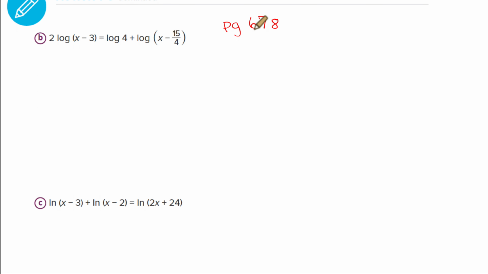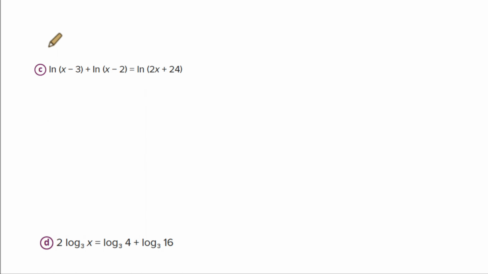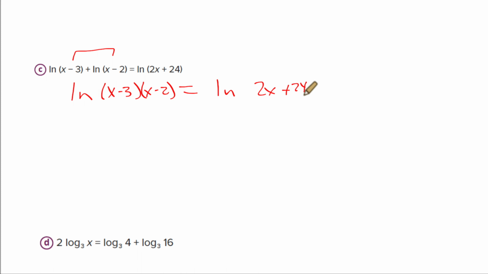Okay, let's go to page 678. Let's skip B. We'll go down to C. We'll do that one because this one has a natural log, and I love natural logs. Let's rewrite this. We're going to use our properties again. We're going to put those together as a product. So the natural log of x minus 3 times x minus 2 is all going to equal the natural log of 2x plus 24. Now, as I said before, this is log base e. So it's the exponent I use on e to get this argument.